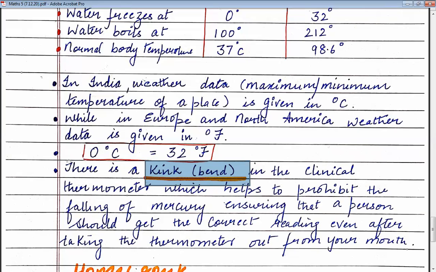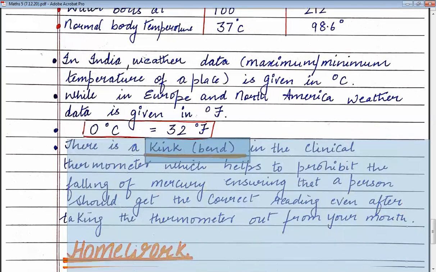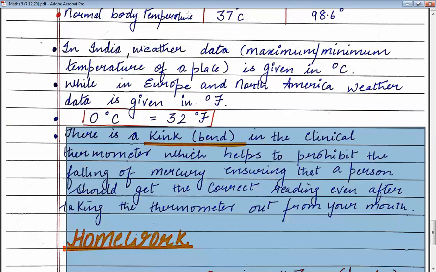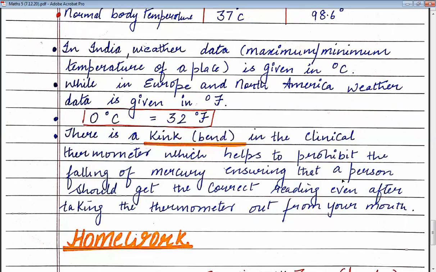Now let us read this statement. There is a kink in the clinical thermometer which helps to prevent the mercury from falling, ensuring that a person gets the correct reading even after taking the thermometer out of the mouth. Children, that's why we use the clinical thermometer instead of the laboratory thermometer.